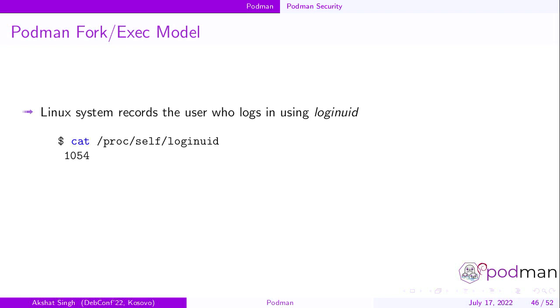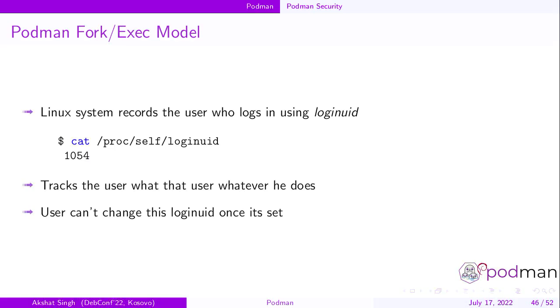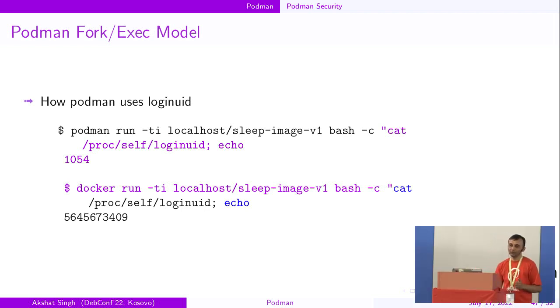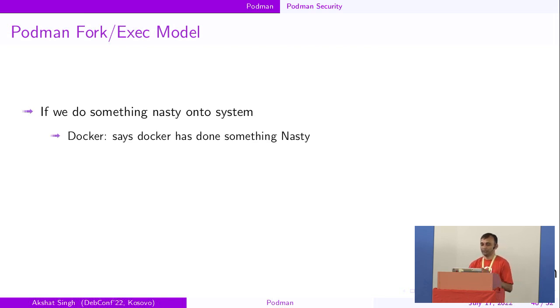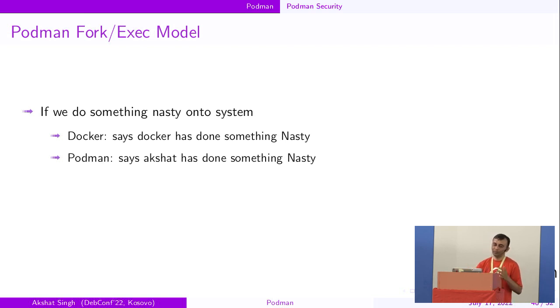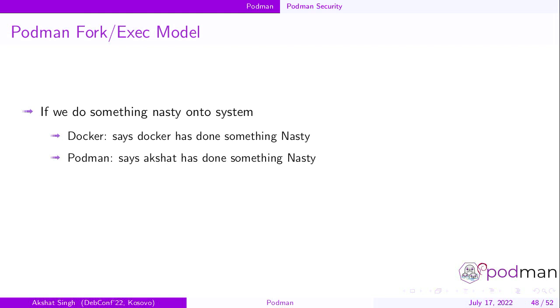In Linux, whenever we log in, there is always a login UID. We are always tracked, whatever type of process we execute, whether a sudo process or a non-sudo process, and we cannot change this login UID once it is set. Podman uses that login UID to track whatever we do when running a rootless container. But in the case of Docker, it records the ID of Docker, not the user doing those things. So if we have done something nasty to the system, Docker says Docker has done something nasty, and if it is Podman, it says Akshat has done something nasty. So we will always be tracked.